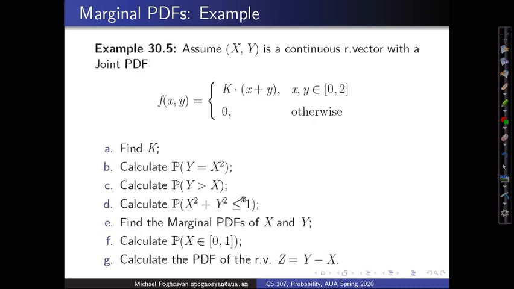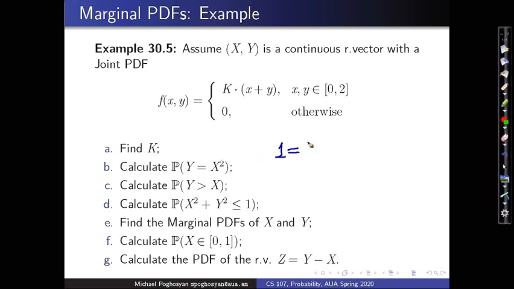Let's move forward. So, example. Assume XY is a continuous random vector with joint PDF given by k times x plus y in this square, x and y from 0 to 2, and 0 otherwise. So find k. We know how to find k. To find k, we need to write, I will not solve that, but let me write the equation.